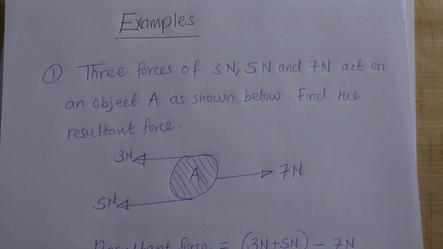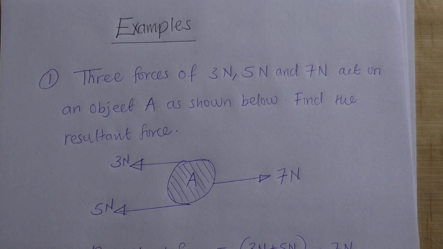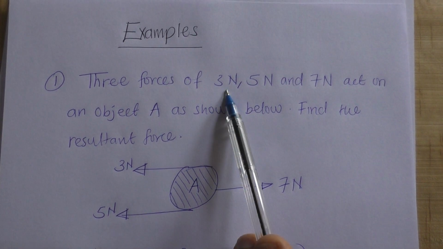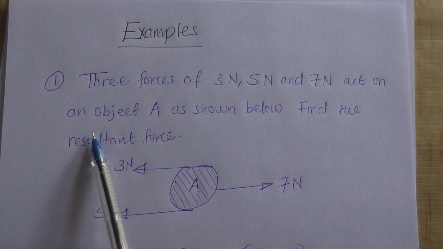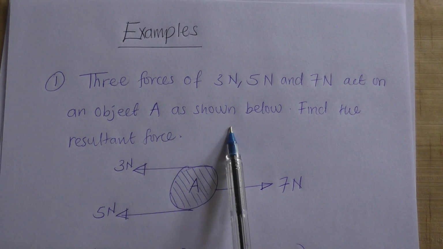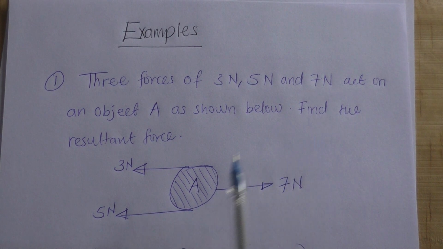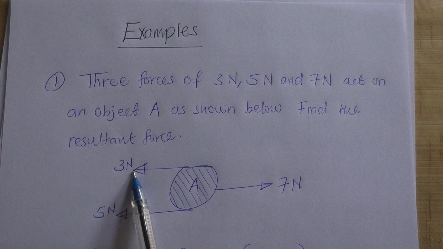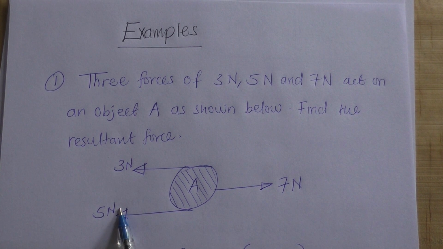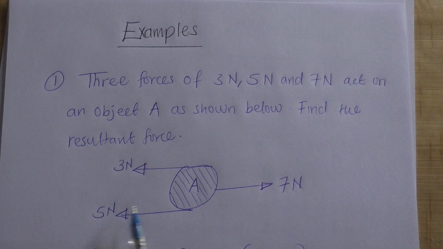In our example 1, we are given 3 forces of 3 Newton, 5 Newton, and 7 Newton acting on an object A as shown below, and we are meant to find the resultant force. So we have object A, we have 3 forces. The 3 Newton and 5 Newtons are acting in the same direction, whereas the 7 Newtons is acting in the opposite direction. Now, how do we get the resultant force?